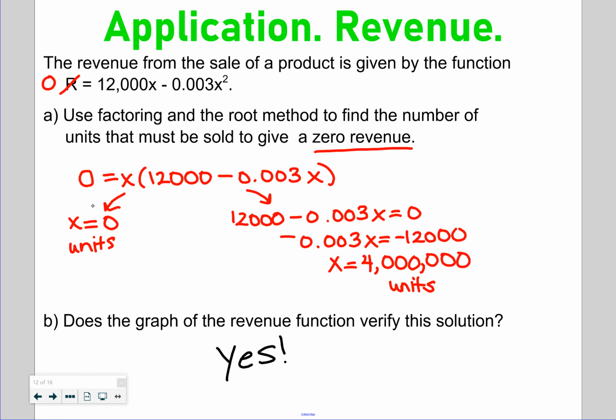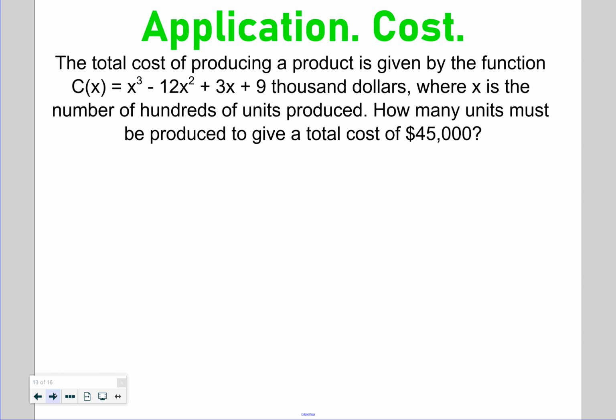All right, let's try another application problem. This one's about cost. The total cost of producing a product is given by the function c of x equals x to the third minus 12x squared plus 3x plus 9, $1,000, where x is a number of hundreds of units produced. Okay, so I'm going to maybe write or underline that. That's important. So thousands of dollars is the y, or the cost, and x is the number of hundreds of units produced. So if x is 1, that's 100 units produced.